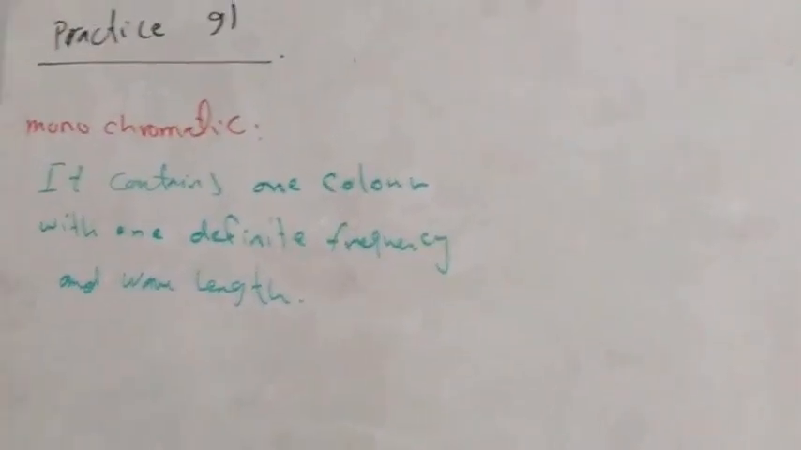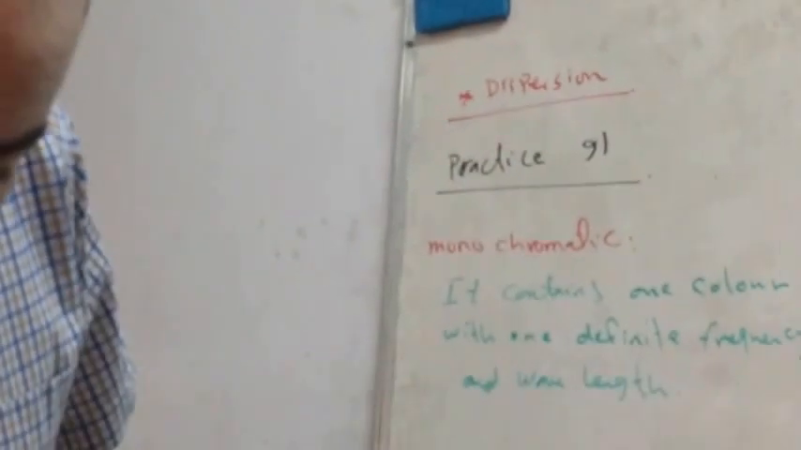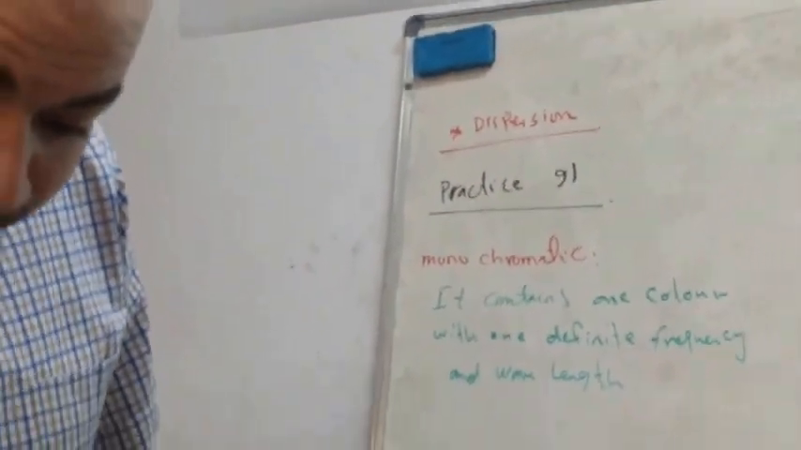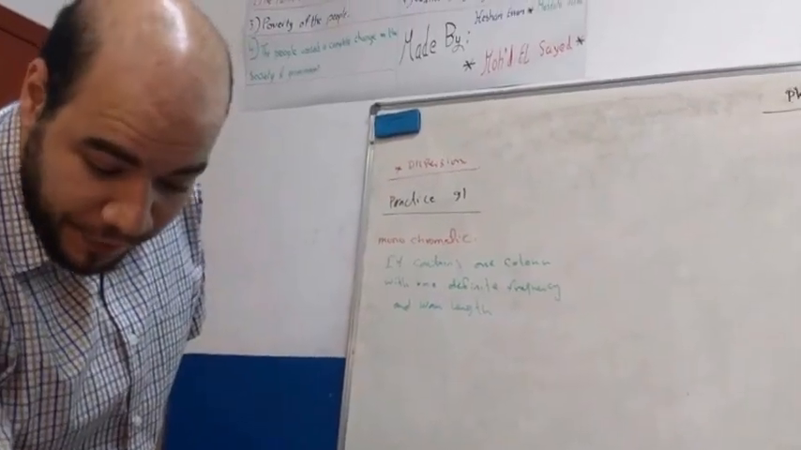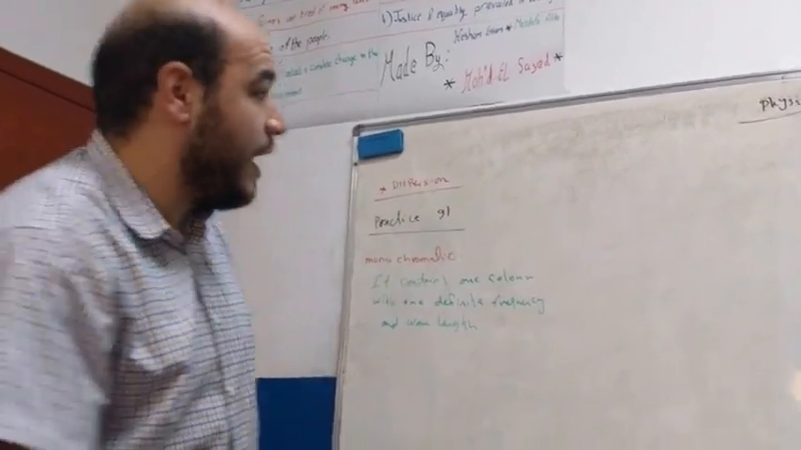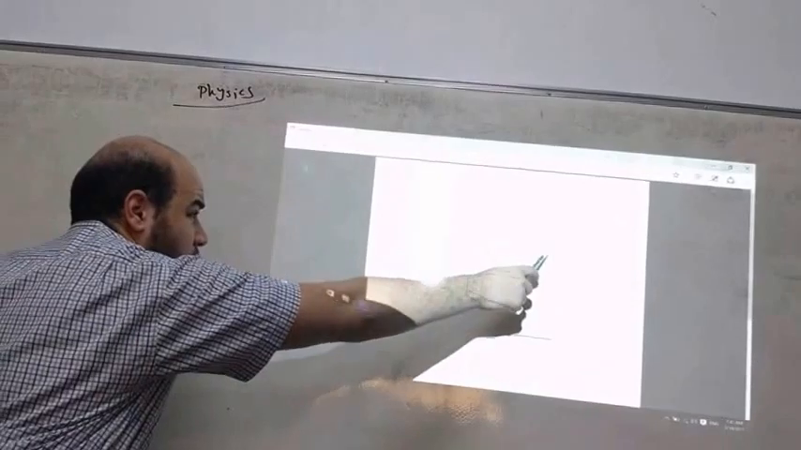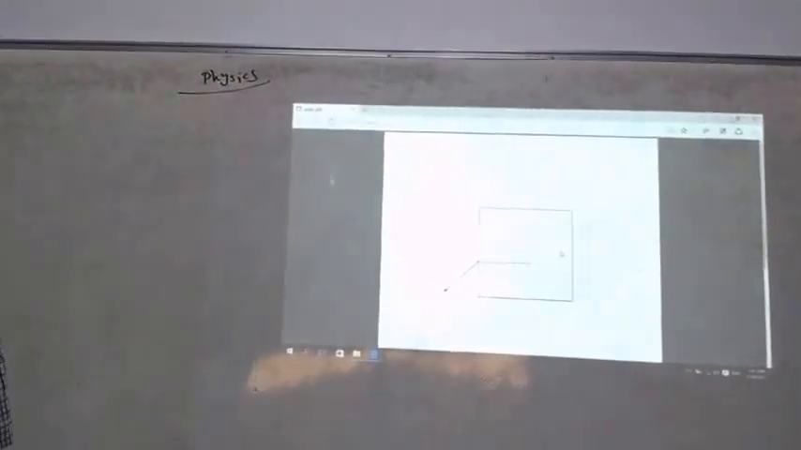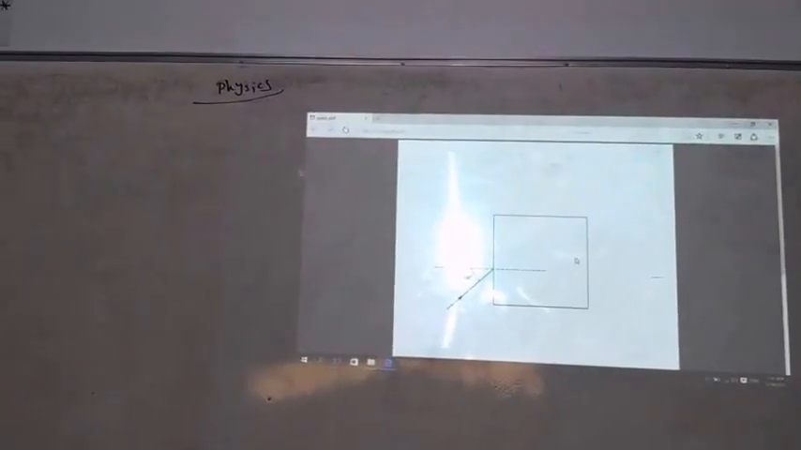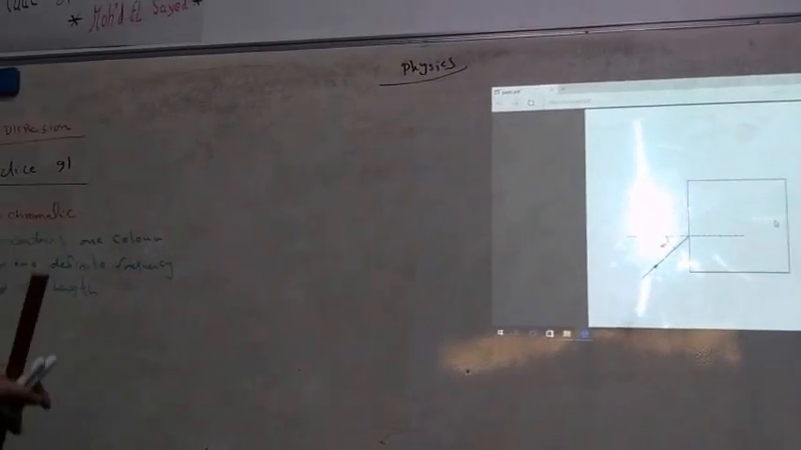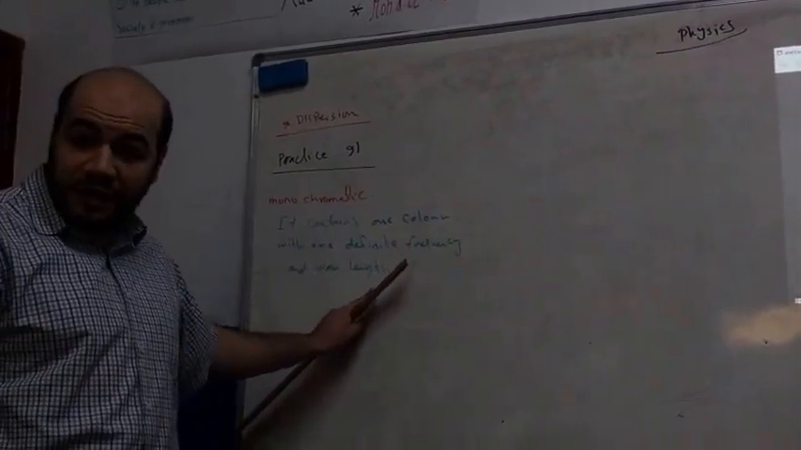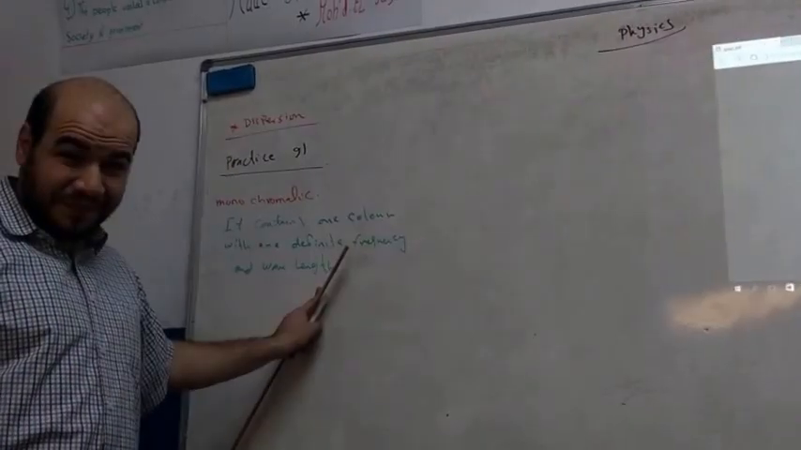So we have a monochromatic red light in air incident on a glass block at an angle of 50 degrees. Again, the first question: what is meant by monochromatic? And this is the definition for monochromatic light. Yes, okay.